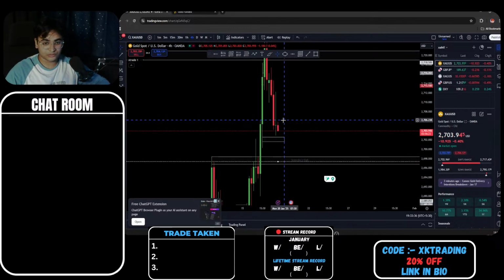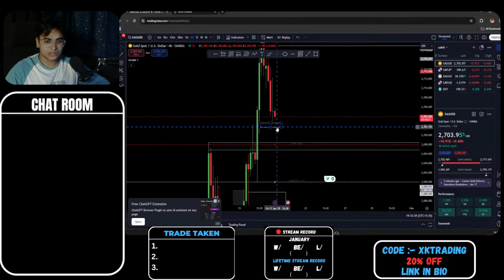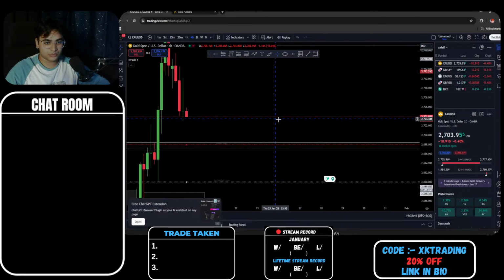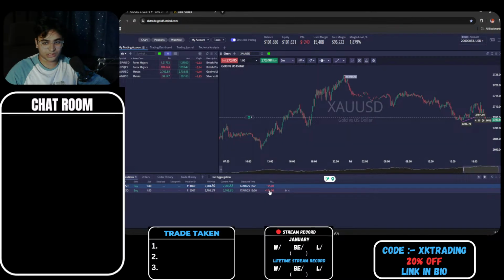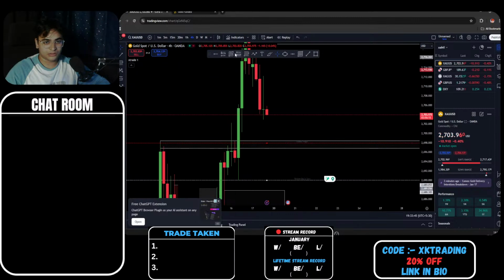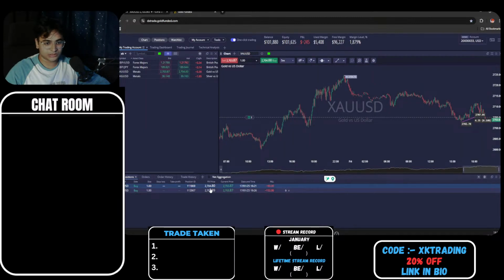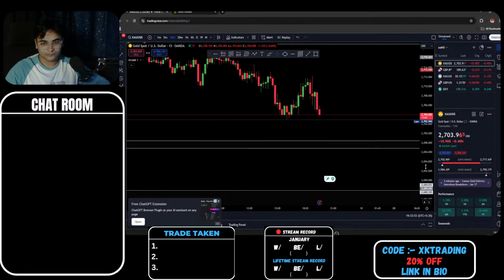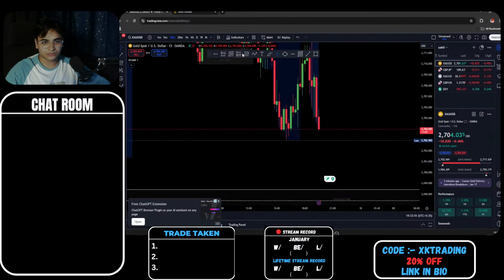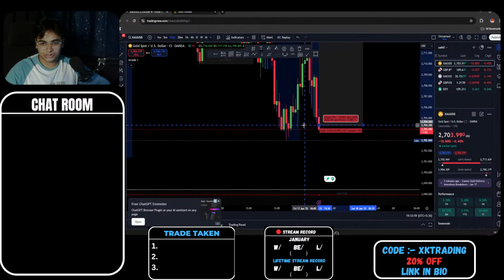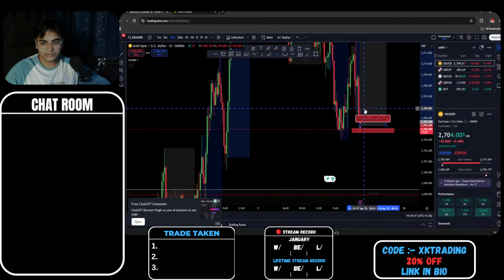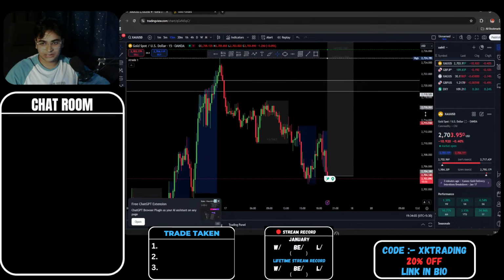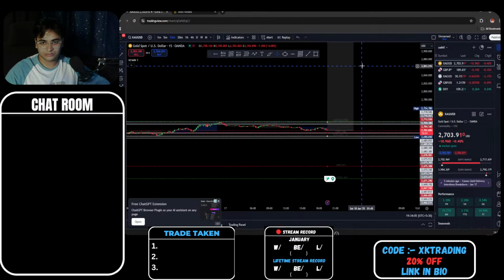First of all, this 4 hour candle just closed. I have a buy position right now, which is here, and let me see where it is. I think 2704.39. It's here. I don't understand why this is getting this big again.